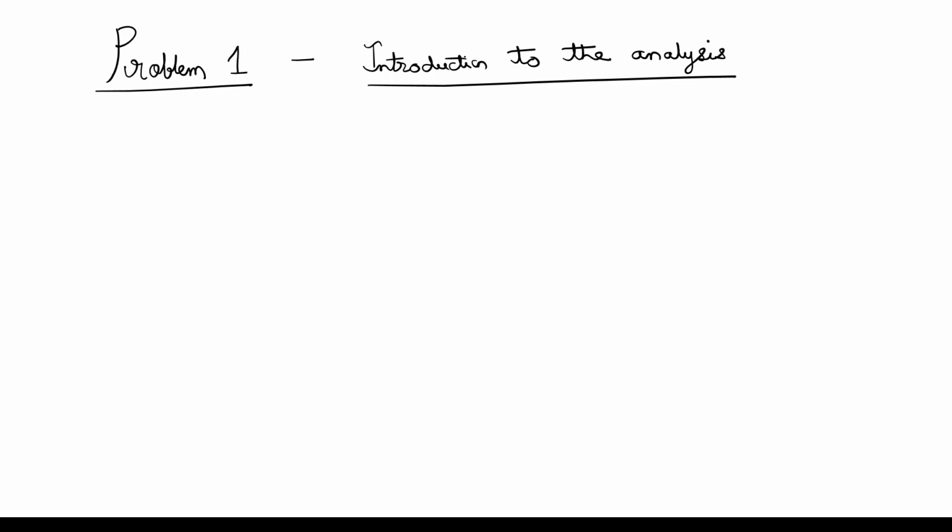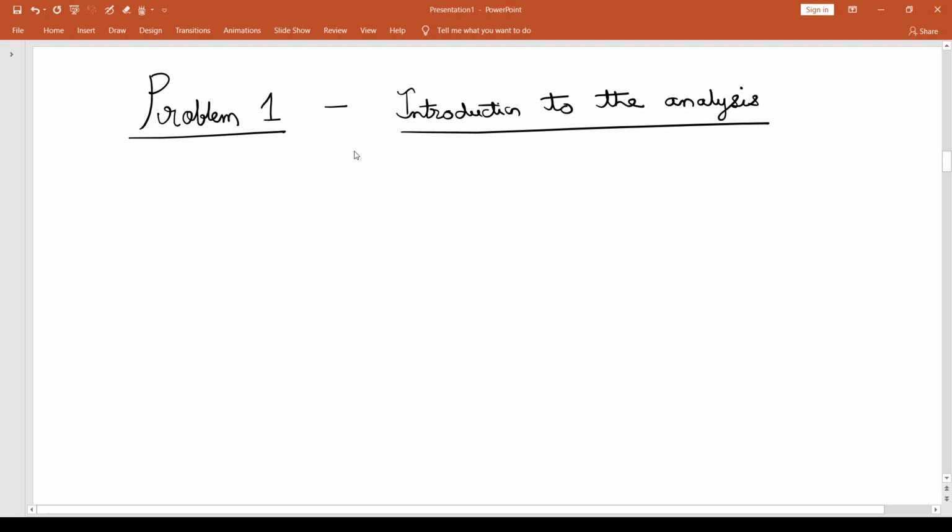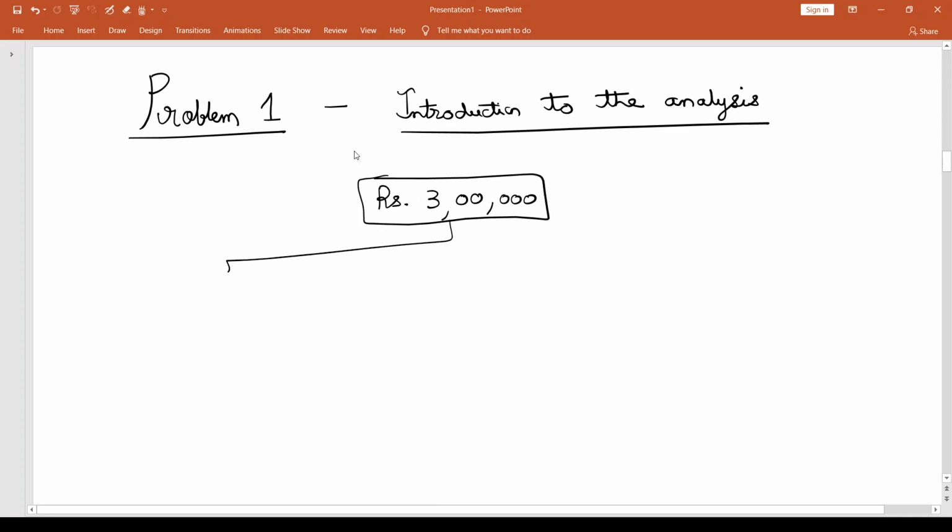Right? So let us break down the question. You have a firm right now and this firm is in need of rupees 3 lakhs, and this 3 lakhs is for the purpose of an investment. Now I have three choices to raise finance. Let me call this choice 1, choice 2 and choice 3.